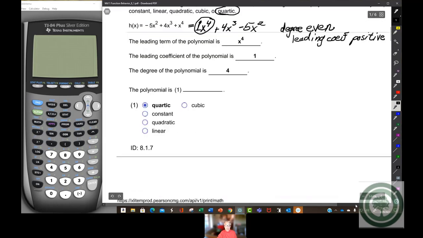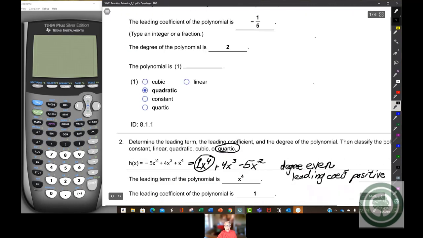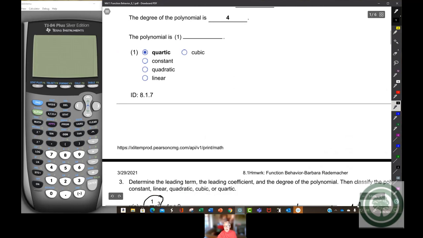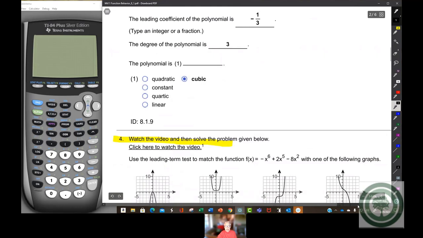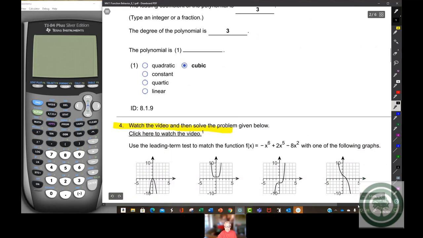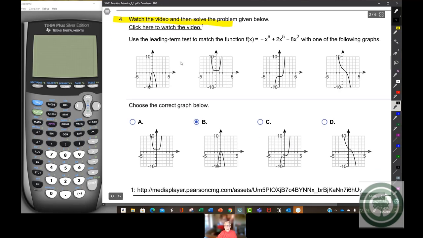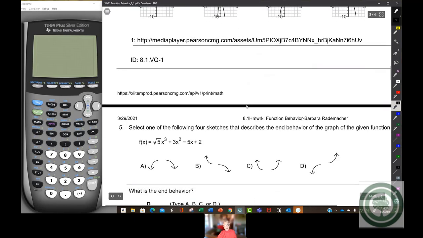Okay. Now, this part's pretty easy. This part we've gone over before multiple times, and I'm sure that it's familiar to you. It should be. Even coming back from spring break. Okay, well, you're supposed to watch the video and then this will be explained to you. But let's skip this and come back to it.